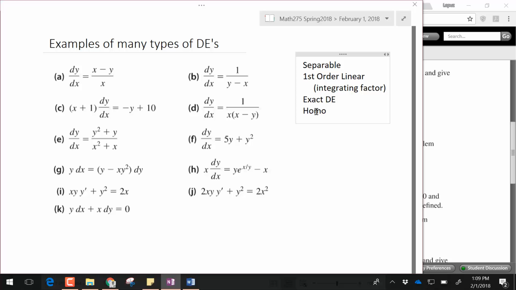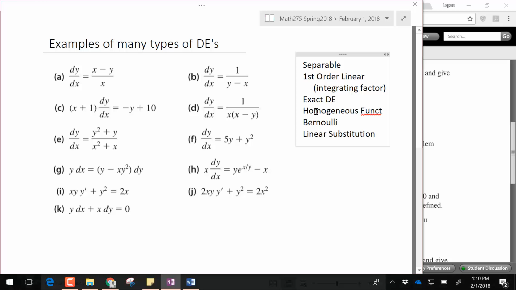Homogeneous functions. Then Bernoulli. And then the other substitution. Let's call it a linear substitution. That's what we were doing today. So these are the techniques that we've learned so far.